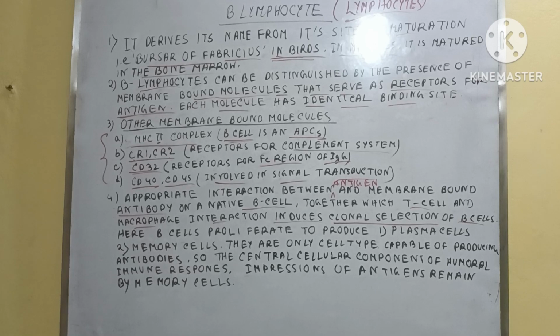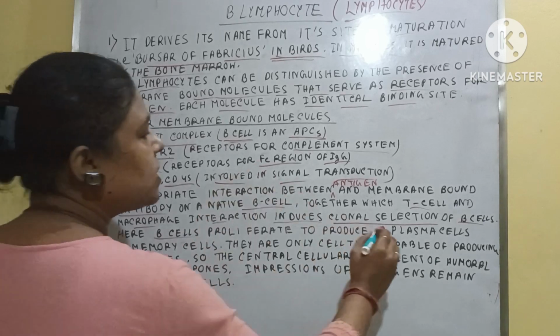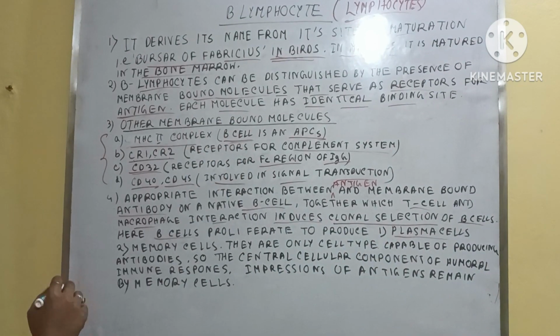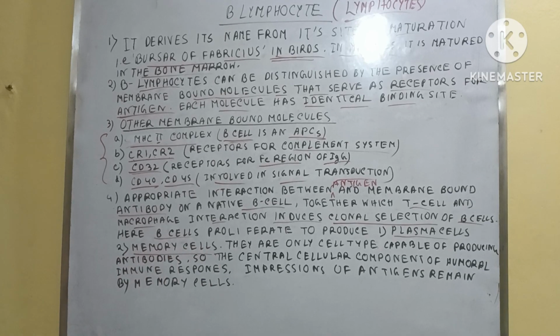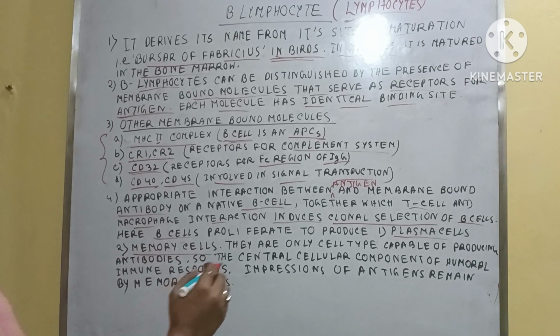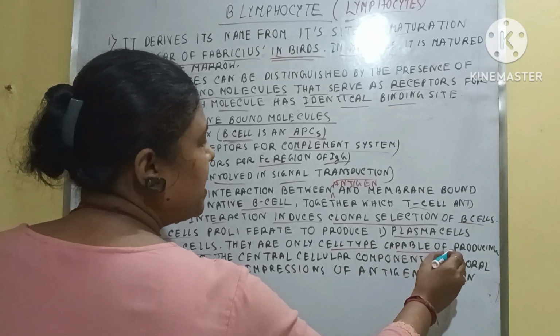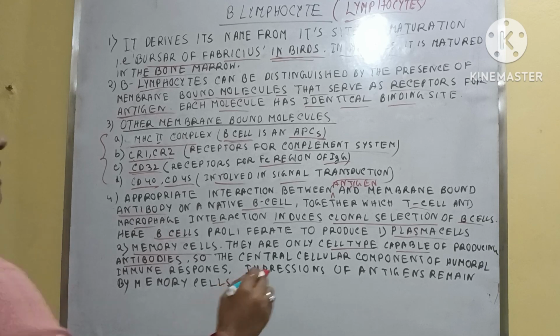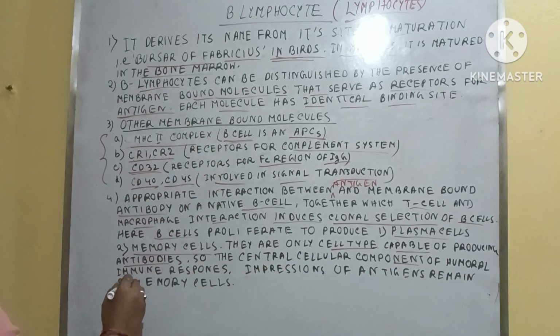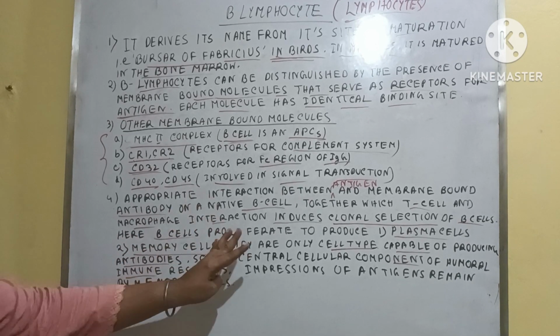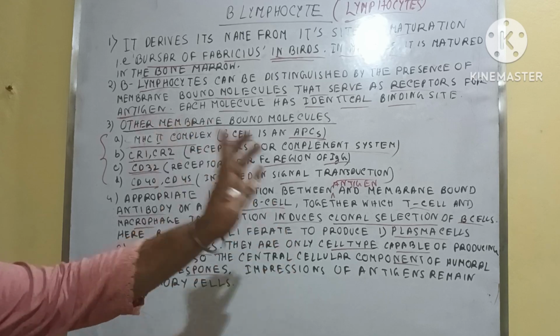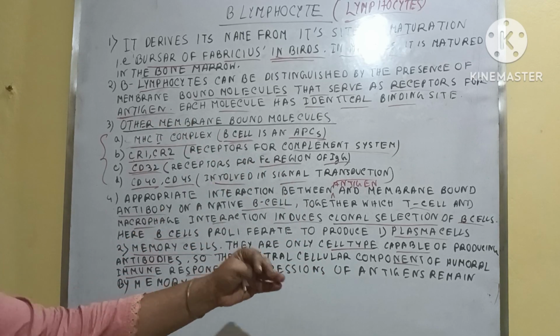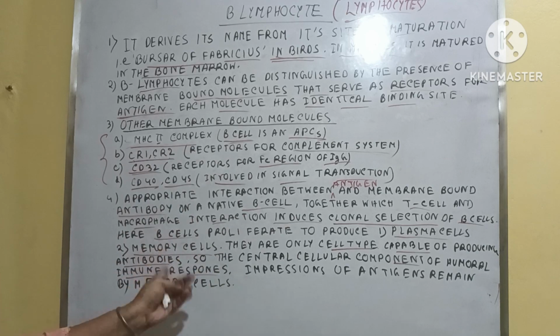Okay, is it clear? Next, B cells proliferate to produce two types of cells: one is the plasma cells and another is the memory cells. Plasma cells are the only cell type capable of producing antibodies, so they are the central cellular component of the humoral immune response. That means these are the actual cells for the production of antibodies.